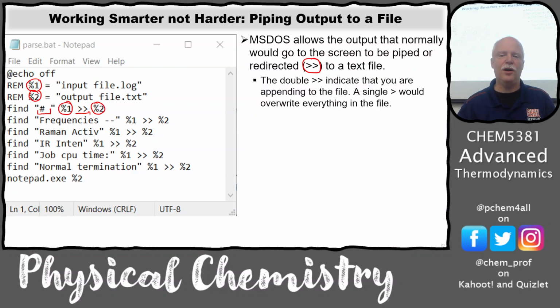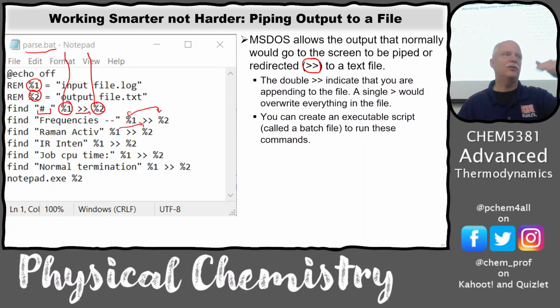These REMs are just remarks for the user. Okay, so I'm saying this is how you use this program. You would type in parse.bat, then file name 1, then file name 2, and hit enter. So that's what you would do on the command line, and it would run this program. It would also find the frequencies in file 1 and stick them in file 2. It would find Raman activities in file 1 and stick them in file 2. And so you can create this little executable script. So if you're trying to pull information out of your Gaussian files, you can build your own little script and it'll suck all that information out. And then it's much easier to copy and paste everything and put it in Excel.